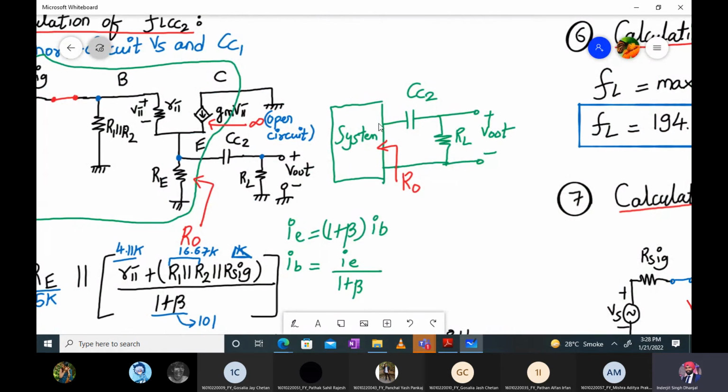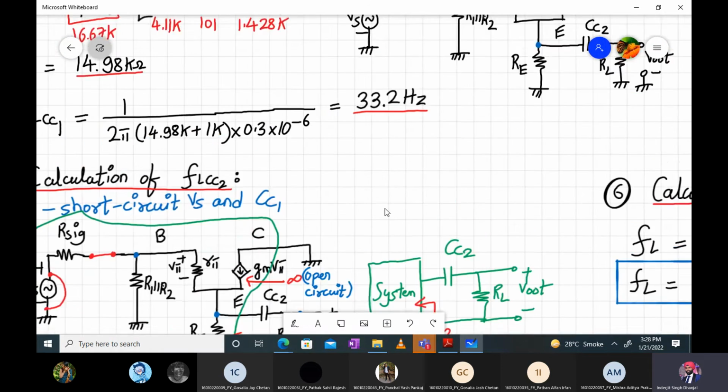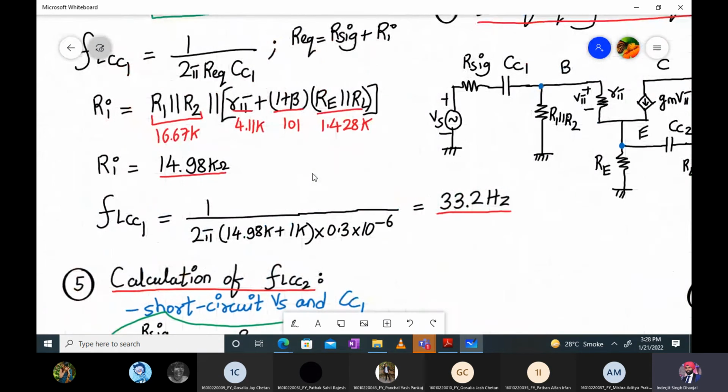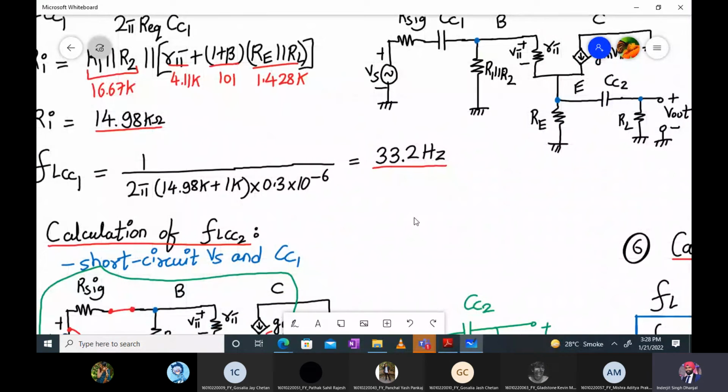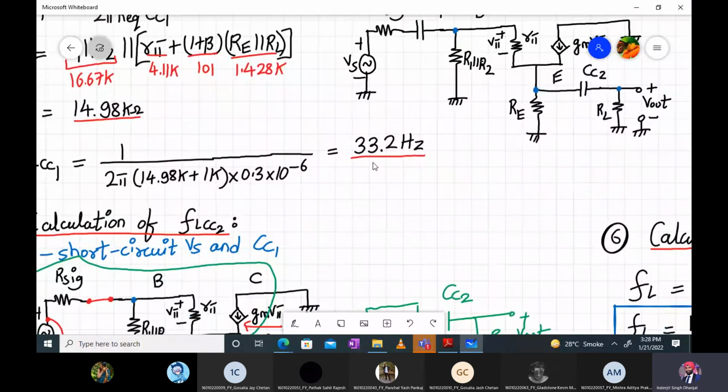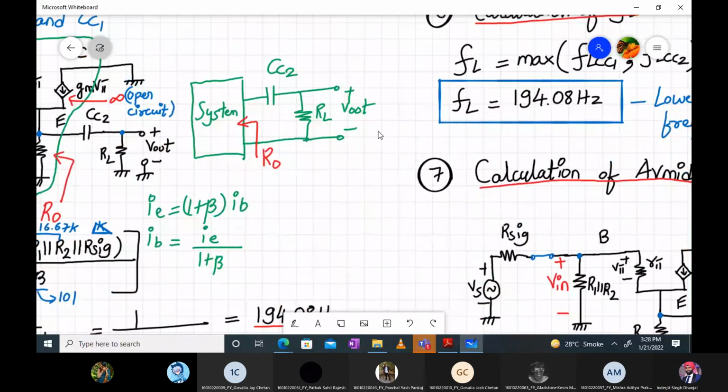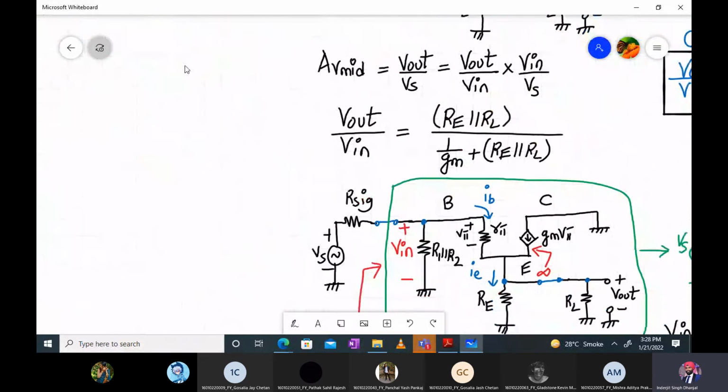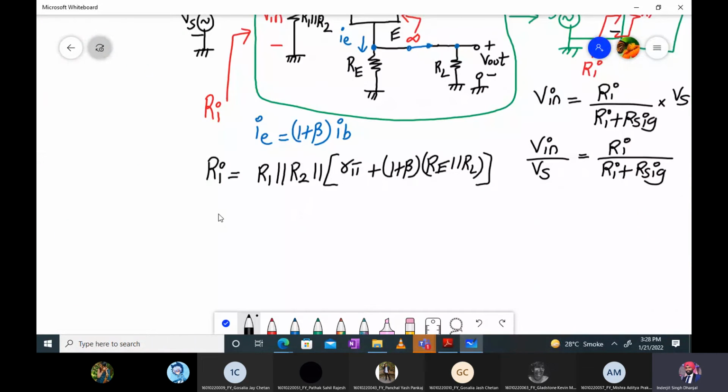No, for FL of CC1 we have calculated, I guess. Yes. So for FL of CC1, the value of Ri is coming out to be 14.98. So we'll substitute the value of Ri as 14.98. Let me write the value over here. Ri is equal to 14.98. Ri value is 14.98.